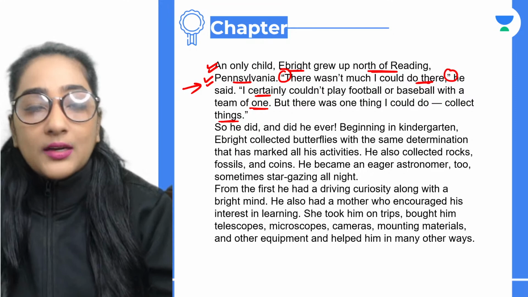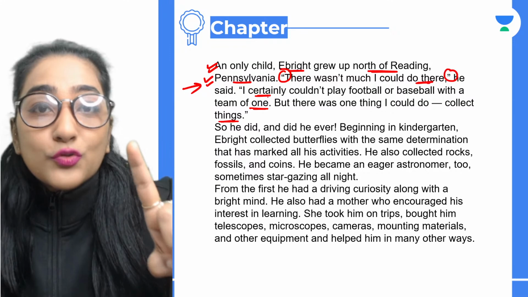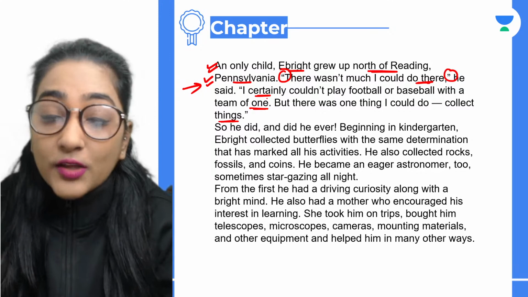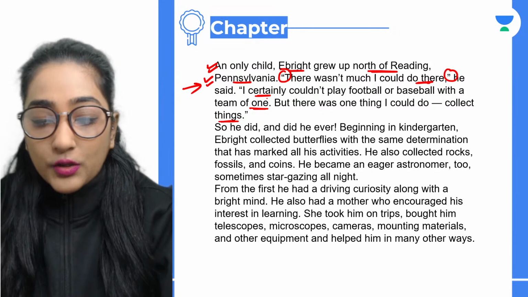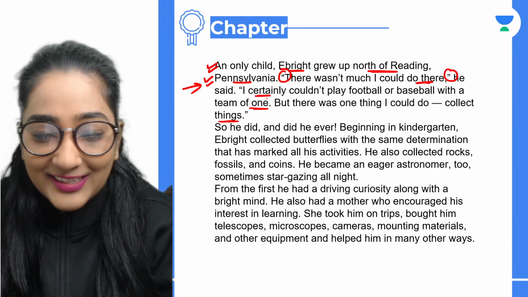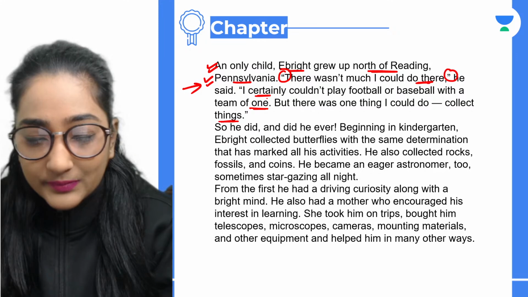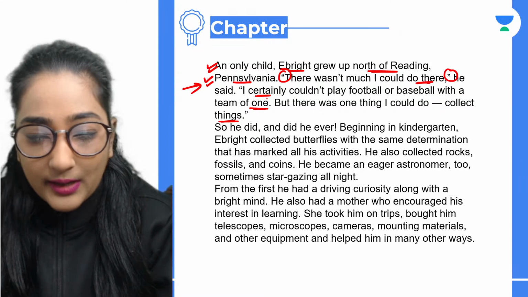And what was that? He used to collect things. All right, he used to collect things. And what did he used to collect, everybody? Anybody? We know this, right? Butterflies, right, everybody? That is actually the right answer.